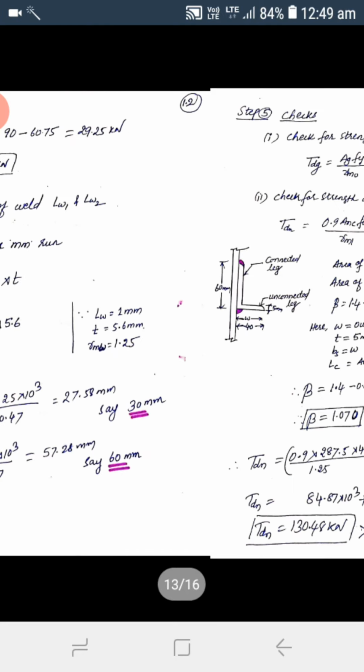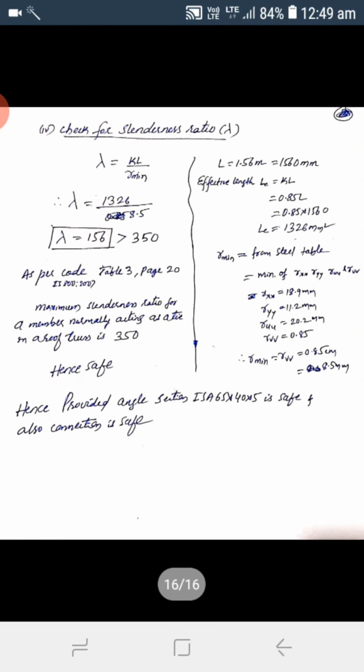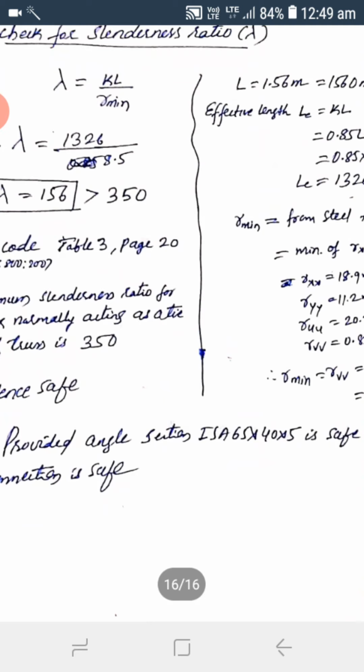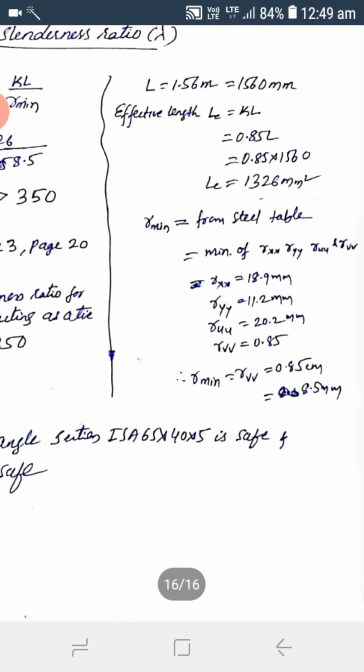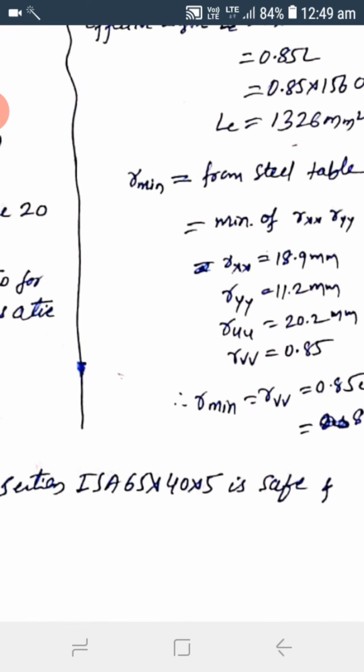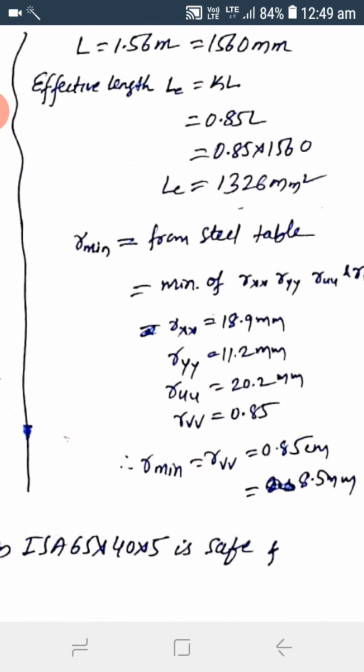Now you have to check that last one, slenderness ratio KL by r minimum. KL is the effective length. The length given here is 1.56 meter. Convert into millimeter, that is 1560 millimeter. And K equals 0.85 to be taken. Then this is the effective length.